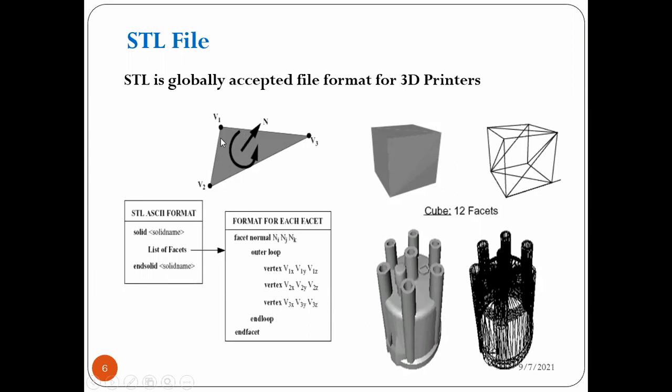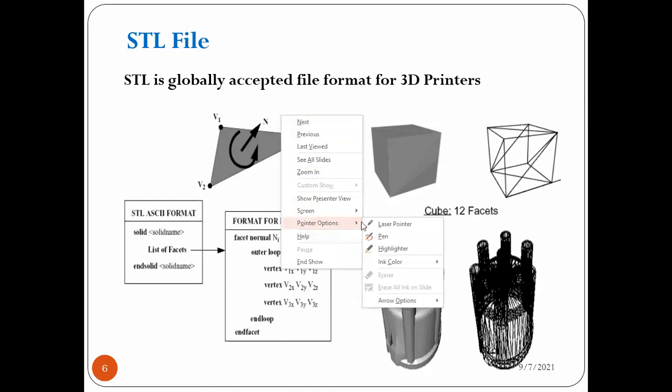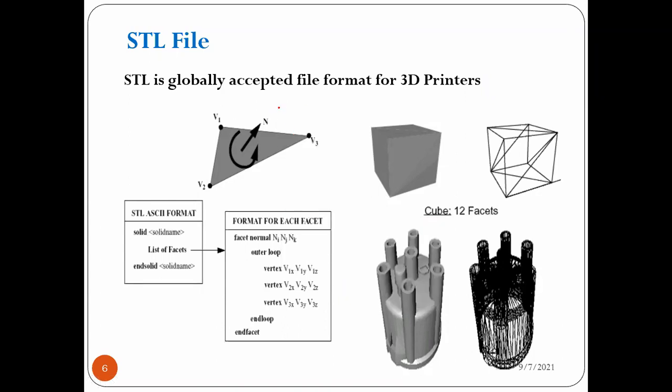As you already know, from this triangle we can calculate the facet normal. Suppose this is V1, this is V2. Using these two points, we can calculate vector A. Using V1, V2, we can calculate the B vector, and using V1, V3, we can calculate the A vector. With the A and B vectors, we can calculate the facet normal.